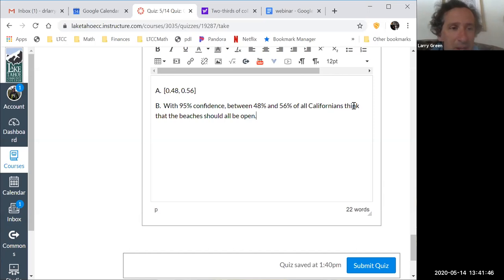So here, how would you interpret the confidence level? Same idea. You would say that in this case, our sample size was 745. So if you took many samples of 745, or you surveyed many groups of 745 Californians, then each of those surveys would produce a different confidence interval. And 95% of them would contain the true population proportion of Californians that think the beaches should all be open. Okay. So it's very similar.